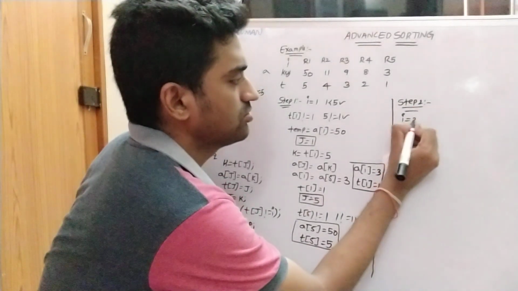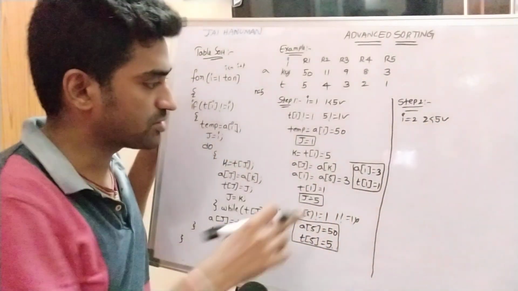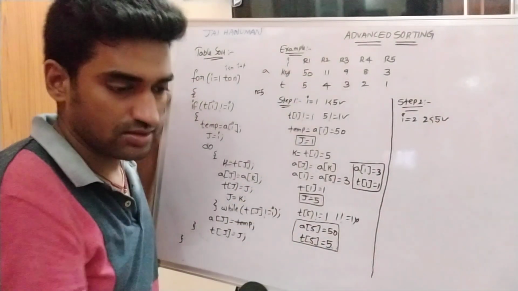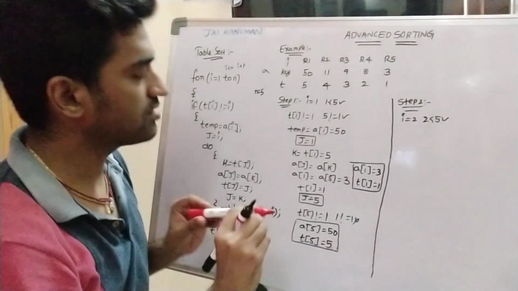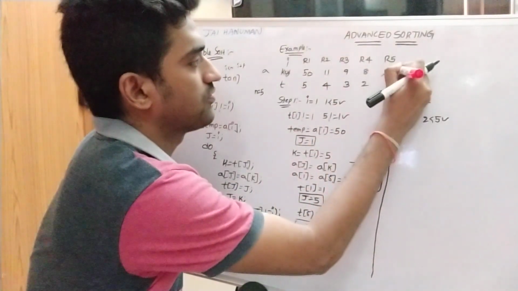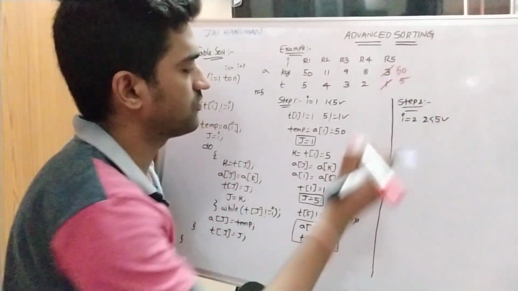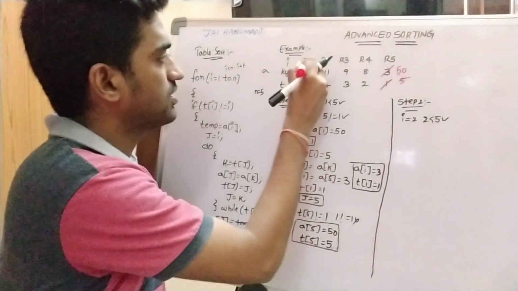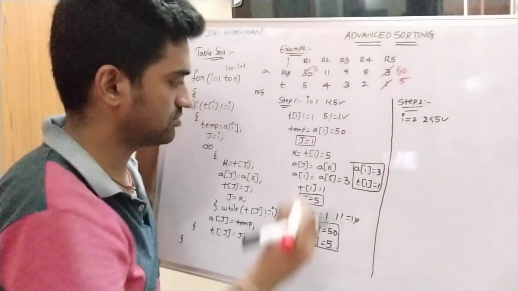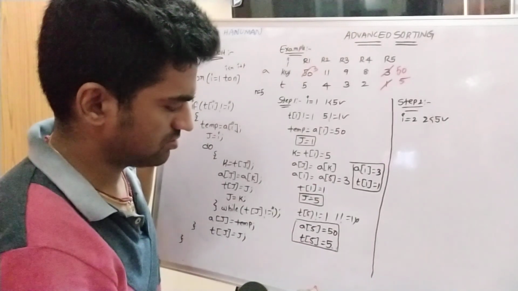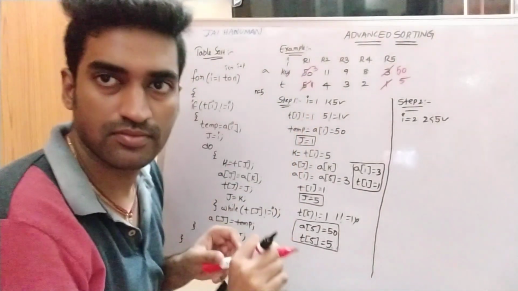I is equal to 2, 2 less than n. So the condition is true. We are executing the statement. So we are updating these values in this array. So now the array becomes like this. So here A of 5 becomes 50, t of 5 becomes 5. Fine. So here a of 1 becomes 3, t of 1 becomes 1, right?